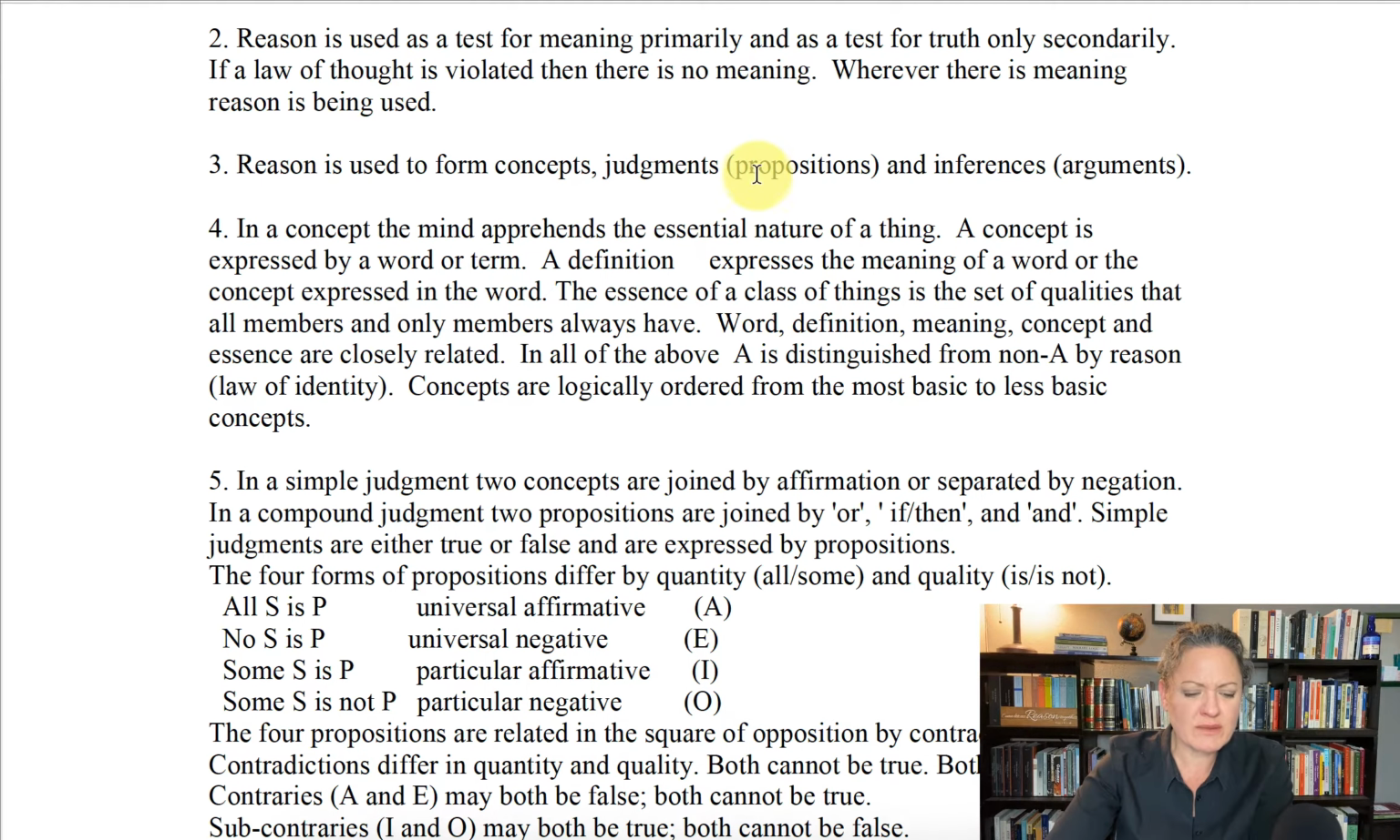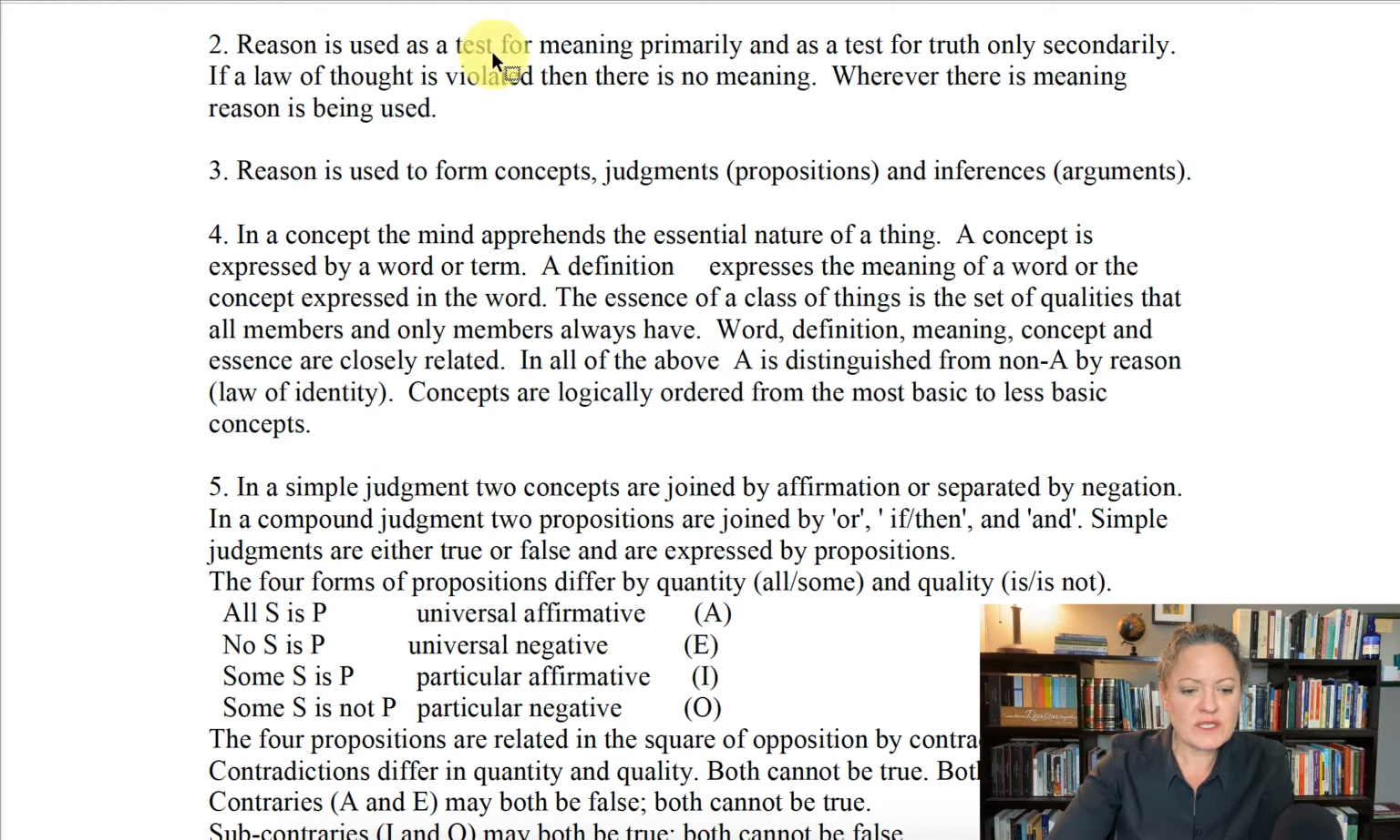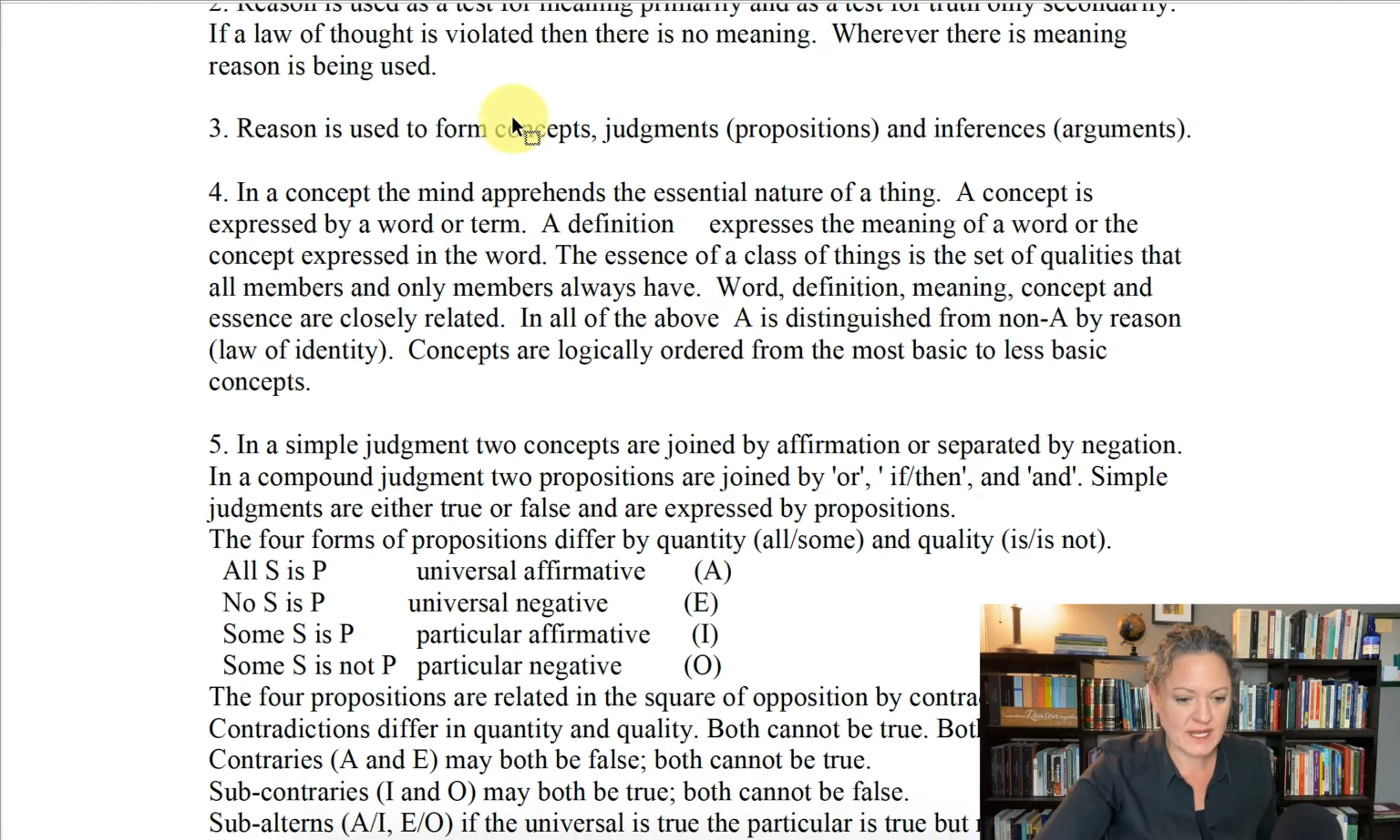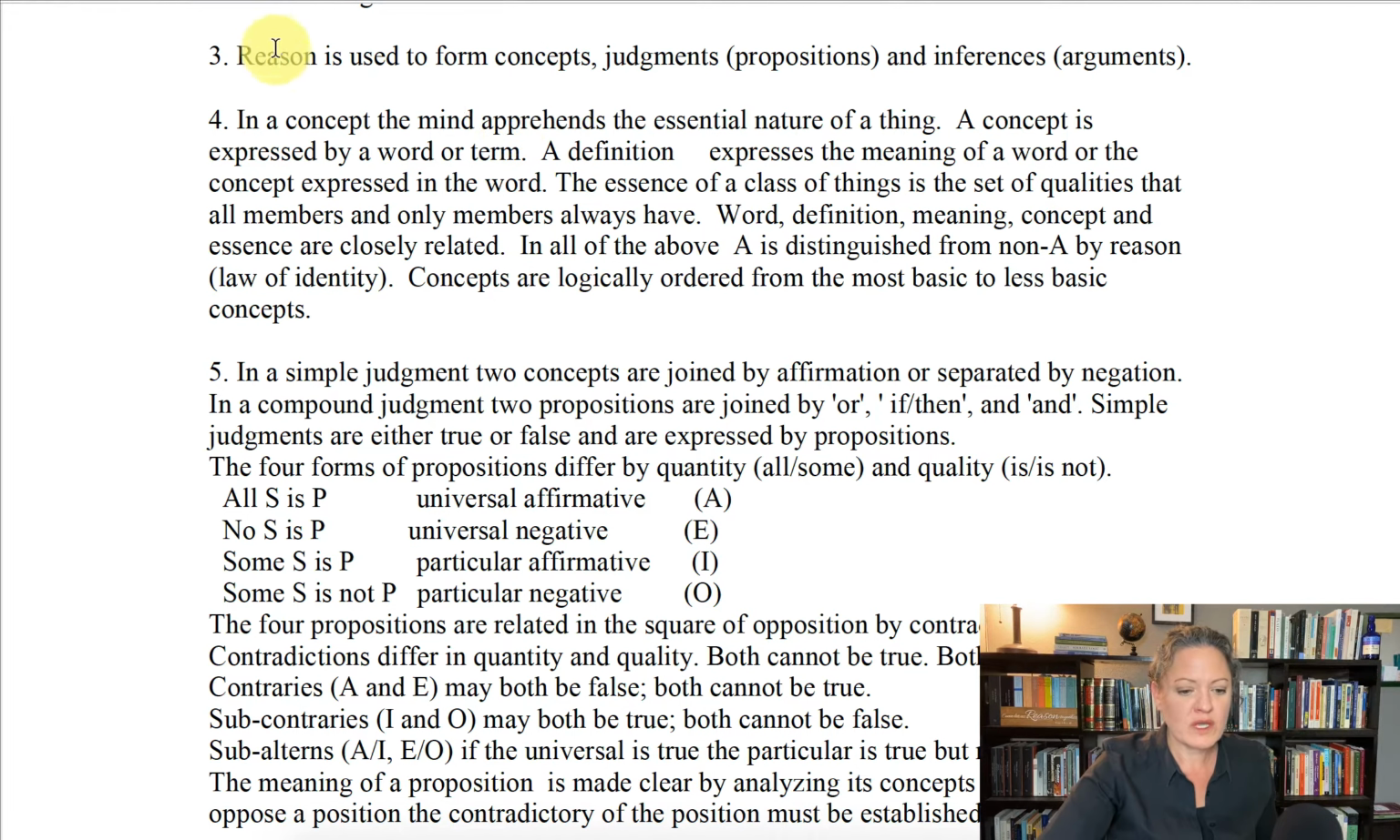We've also talked about this. Reason is used as a test for meaning, the critical use of reason. Reason is used as a test for meaning primarily and as a test for truth only secondarily. If a law of thought is violated, then there is no meaning, and wherever there is meaning, reason is being used. Okay, that's review for us from the reason handout. Also review, reason is used to form concepts, judgments, or propositions, and inferences or arguments.